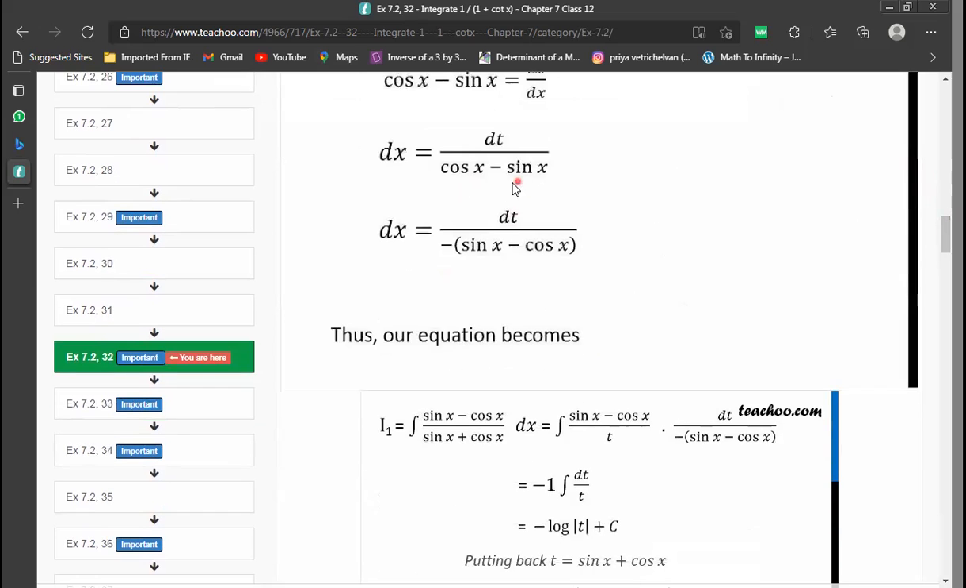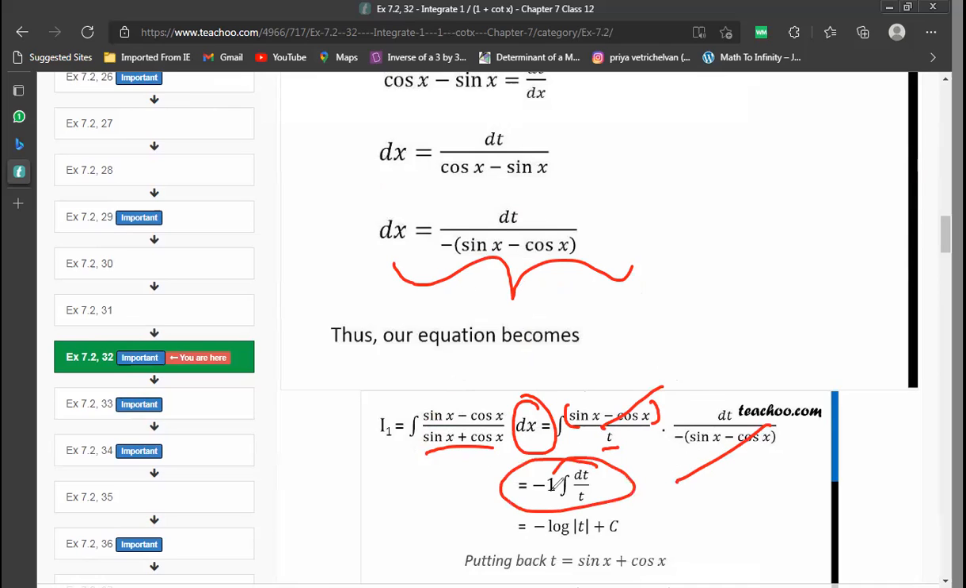They're just taking the minus outside, so it becomes minus of sin x minus cos x. Now let's change the question: sin x minus cos x upon sin x plus cos x. The sin x plus cos x can be written as t. Sin x minus cos x, just write it as it is. And dx is dt upon minus of sin x minus cos x. So sin x minus cos x and sin x minus cos x will cancel each other, and you'll be left with this. That is the reason we are taking the minus outside.